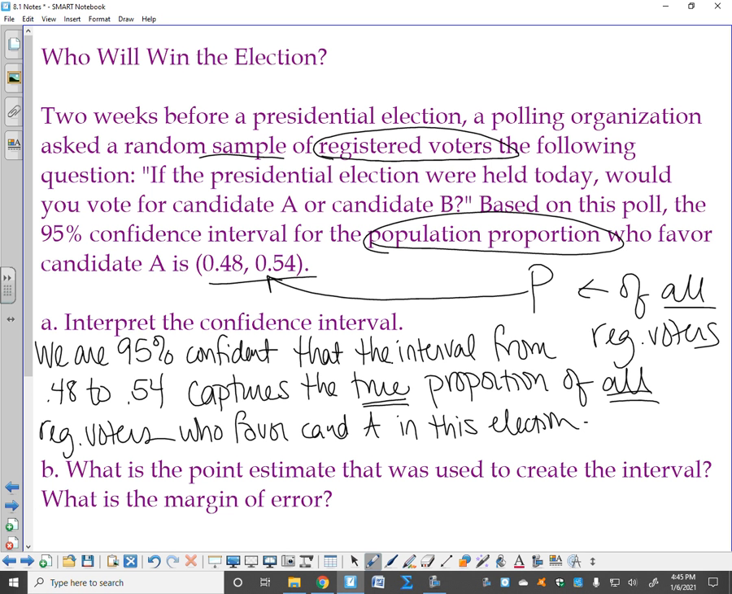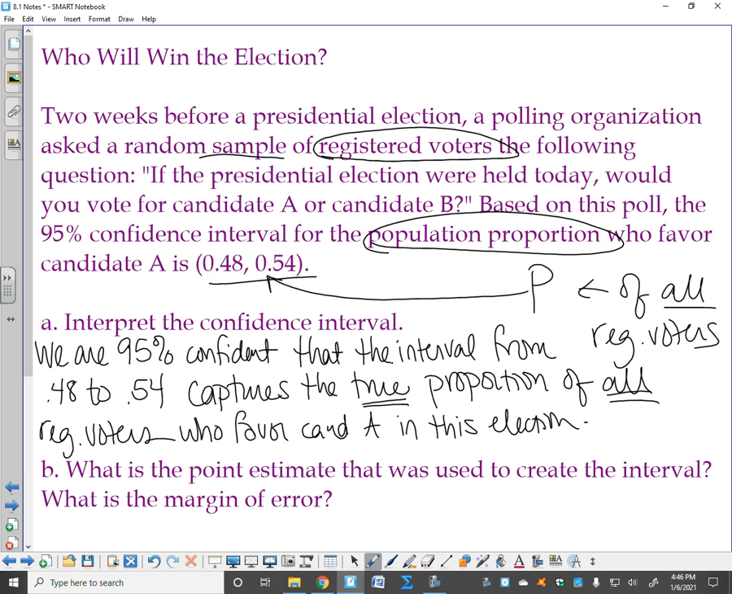We are 95% confident that the interval from 48% to 54% captures the true proportion, the pure proportion, the mothership proportion of, and then to emphasize that we're talking about a population, we use the word all, of all registered voters, not our sample, not our sweet little random sample, of all registered voters who favor candidate A in this election. I took a sample, I gathered some data. Based on that data, I can be 95% confident that the interval from 48% to 54% captures the true proportion of all registered voters who favor candidate A in this election.